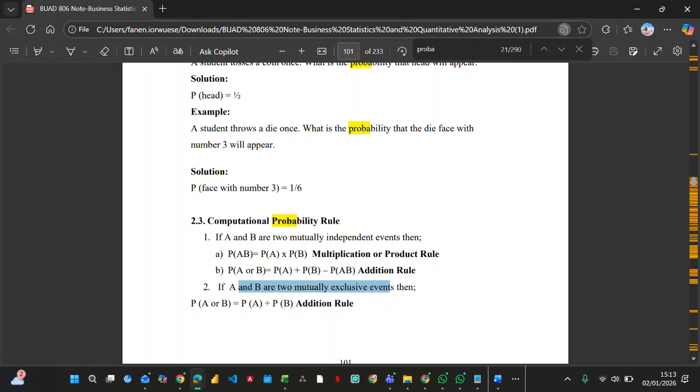When you say A and B are two mutually exclusive events, you are saying that they cannot happen at the same time. Do you understand? Two of them cannot happen at the same time. So, from the example of what you are doing now, when you're talking about a die and a coin, are they two mutually independent events or two mutually exclusive events?